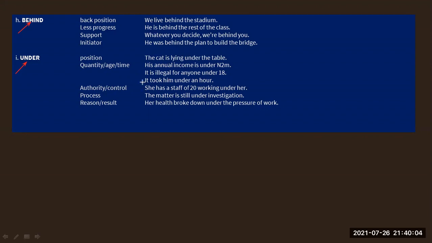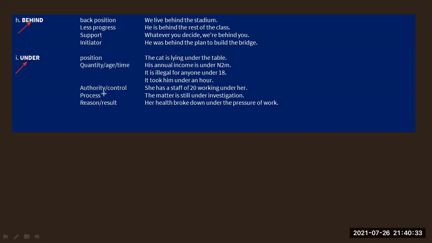Now, another example is it took him under an hour. That's to talk about the time used for a particular action. The next use of under is to talk about authority or control. For example, she has a staff of 20 working under her.